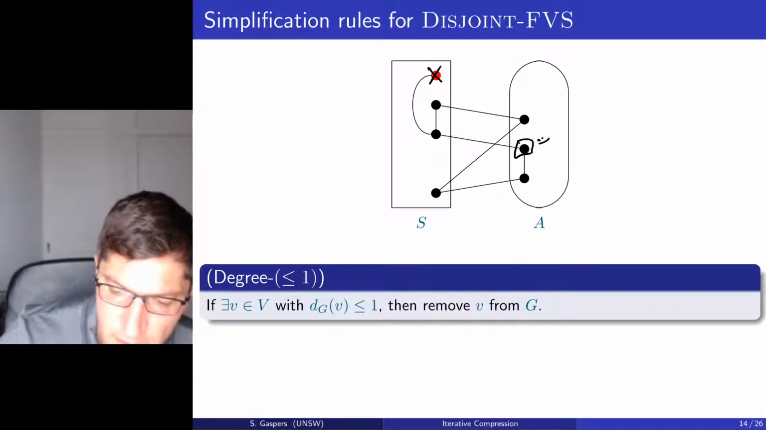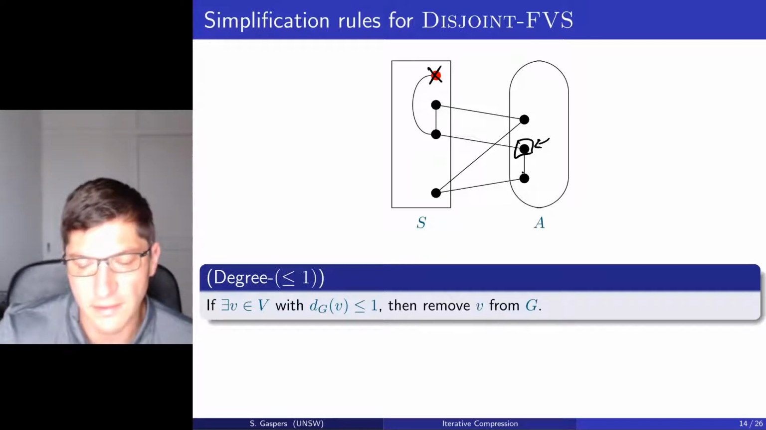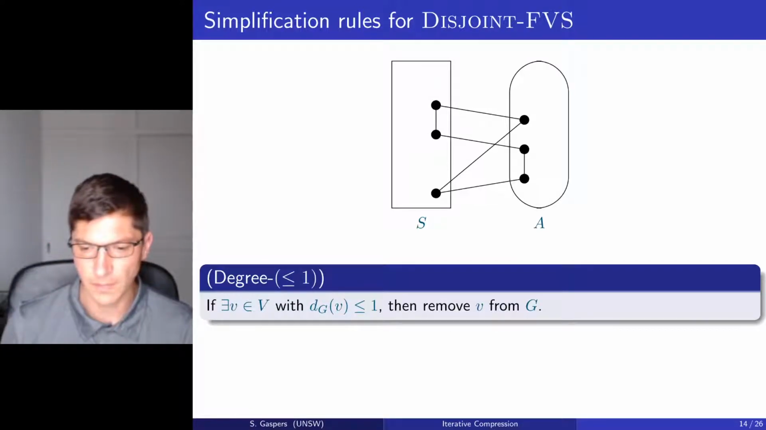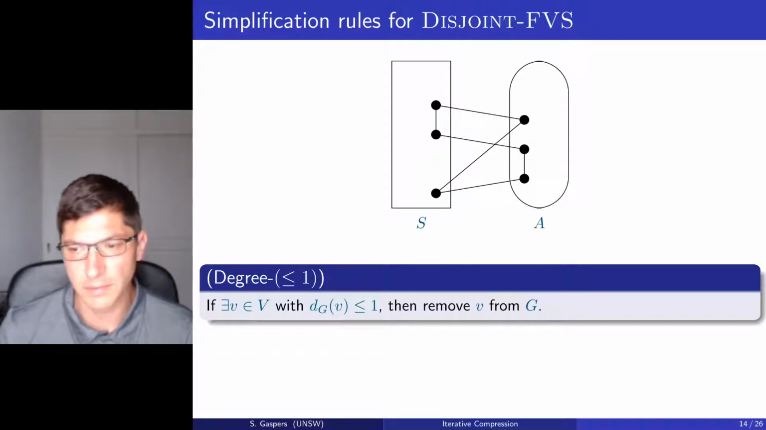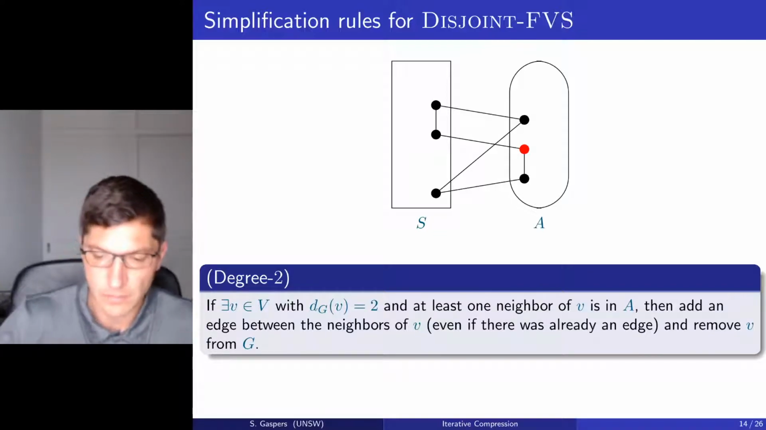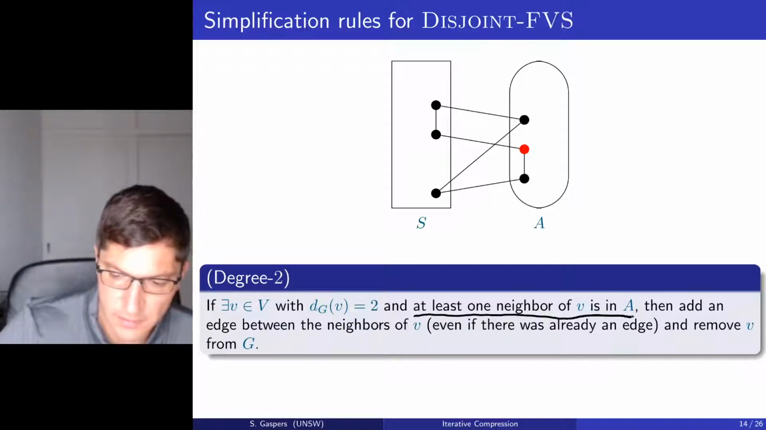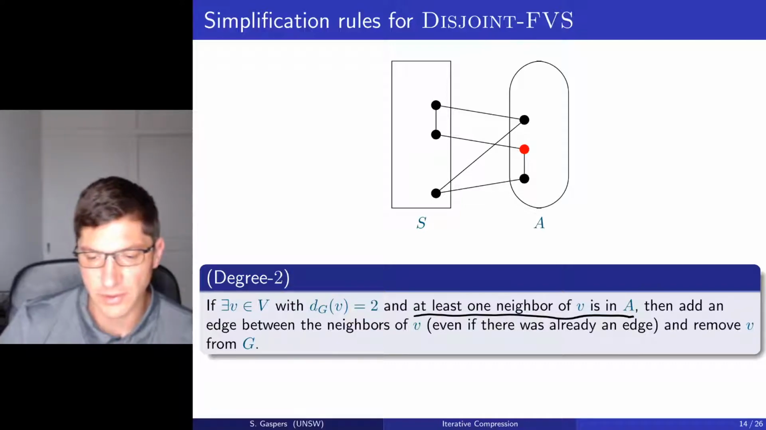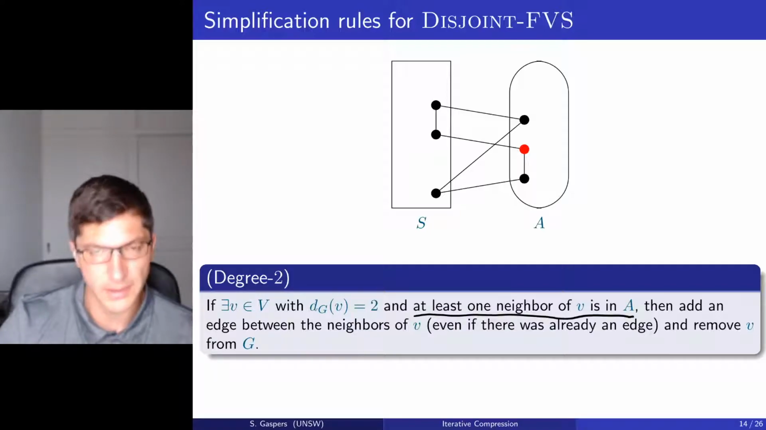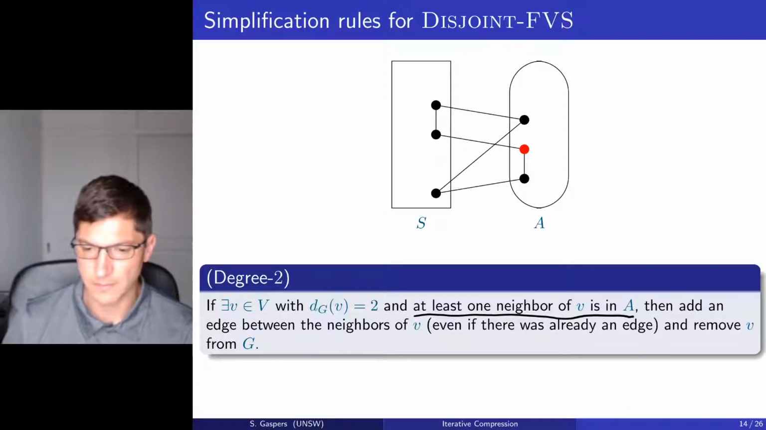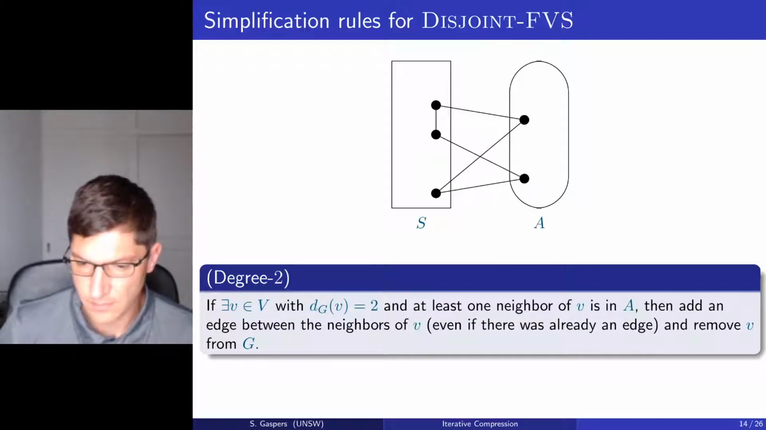But if we have a vertex like this one, where one of the neighbors is in A, then we can use this argument. Then we can shortcut the cycle and remove this vertex and connect its neighbors instead. So the degree 1 vertex disappeared. Now we are looking at this vertex. It has degree 2, and at least one of its neighbors is in A. What we are going to do is we add an edge between the neighbors of the vertex v, even if there was already an edge, and we remove v from the graph.